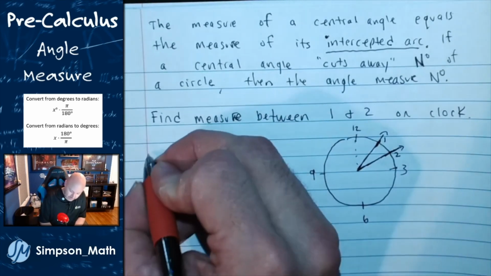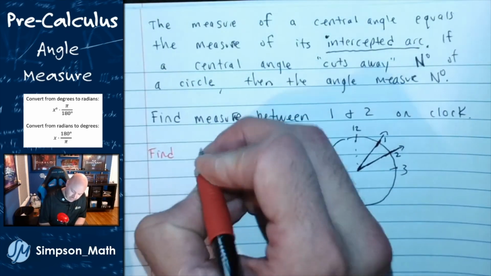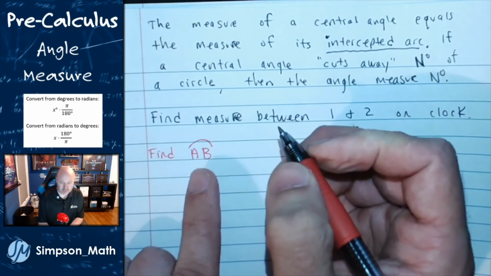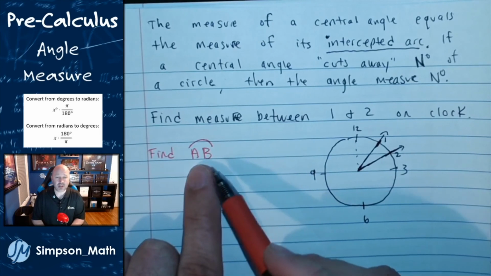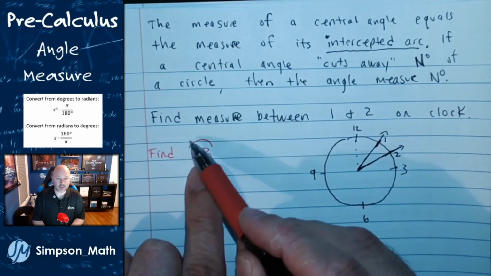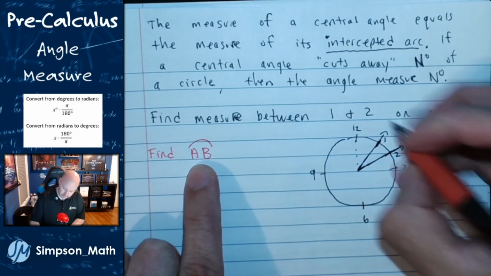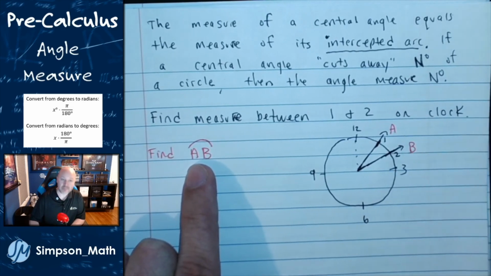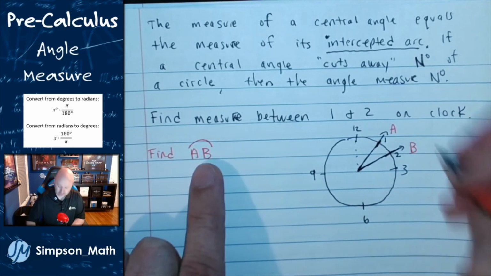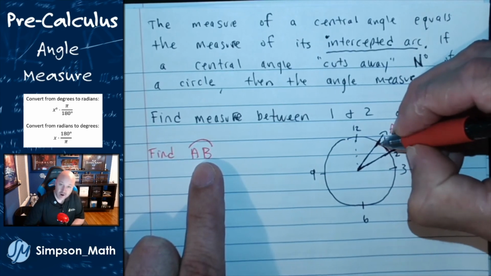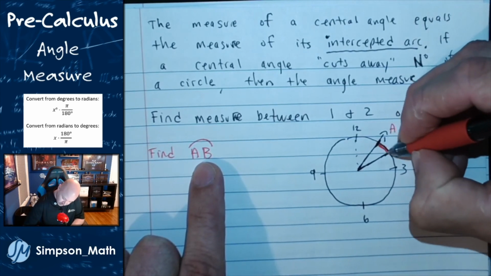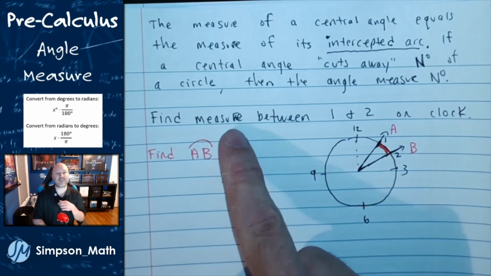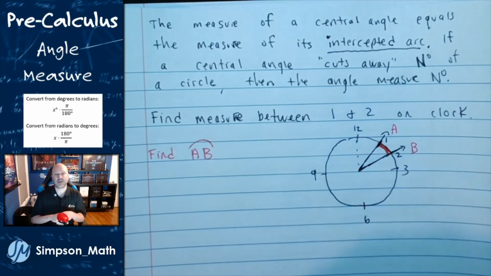In fact, let me put some letters on here and talk about it that way. Let's find arc AB. So here's some notation you may remember from geometry. We've got AB and this little rainbow symbol. That's arc. So let's let 1 be A, 2 be B, and arc 1, 2 is this red arc right here. I'm going to find that measure. I want to find that distance.